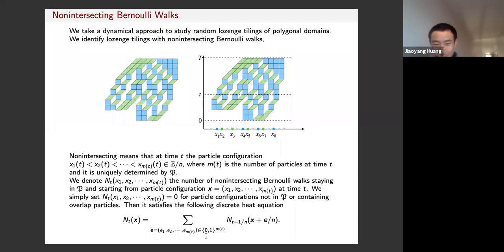To directly solve this recursion is hard because of these boundary conditions. You want to make sure the particles don't overlap. So if after the jump, in the new configuration, two particles overlap, this term is 0. Or after one step, those particles leave the region P, this term is also 0. Because of those boundary conditions, it makes solving this equation hard. Otherwise, you can simply solve it by the discrete Fourier transform.